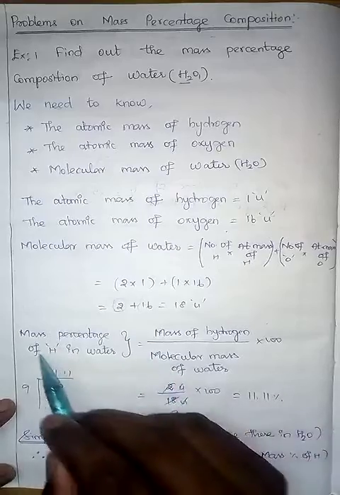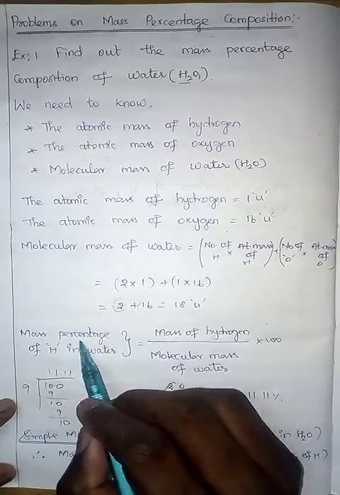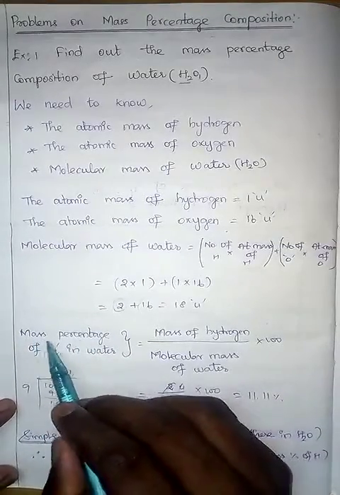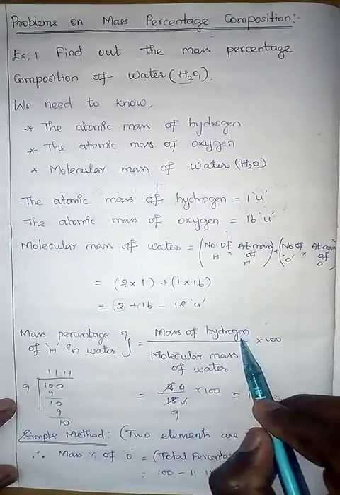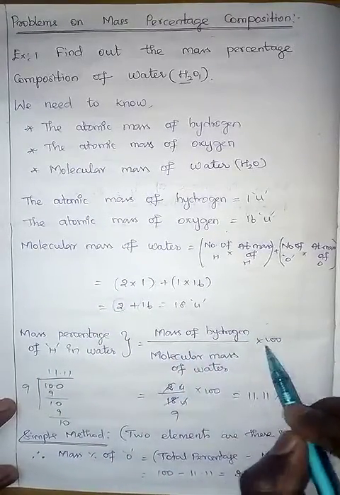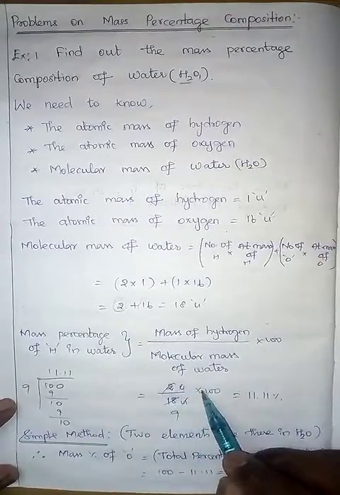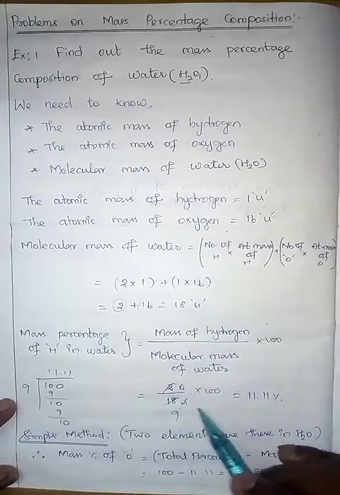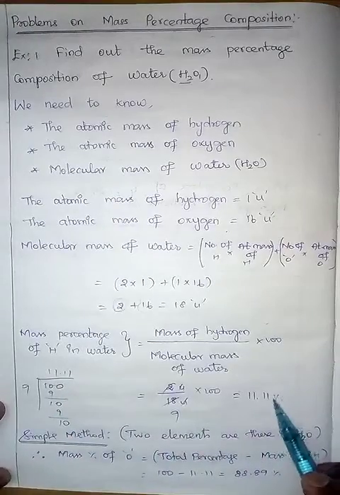What is the formula to calculate the mass percent? I told you already, the percentage means we are going to multiply with 100. So what is the mass percentage of hydrogen in water? Mass of hydrogen in water divided by molecular mass of water into 100. So what is the mass we have? 2 U divided by 18 U, 18 U is the molecular mass, into 100. So by cancelling it, we will get the answer 11.11%.